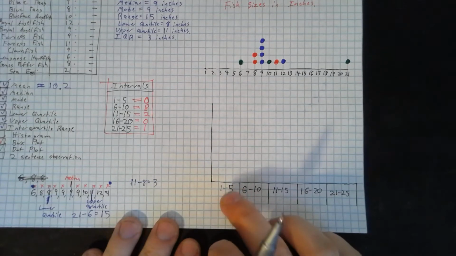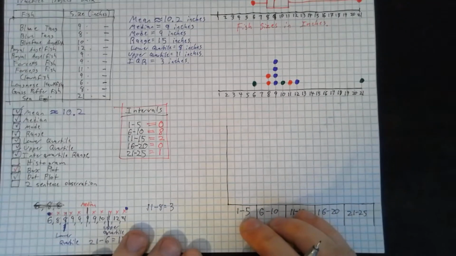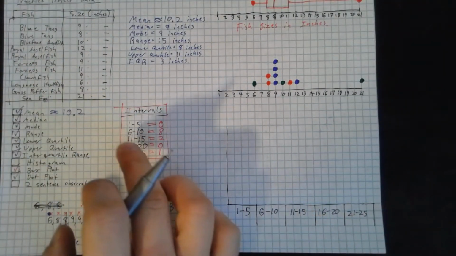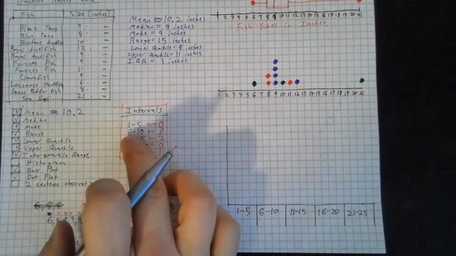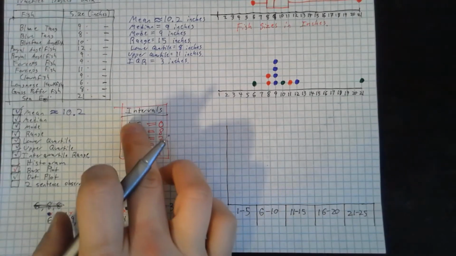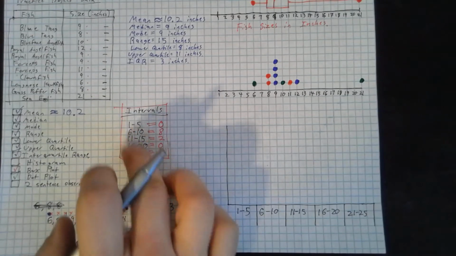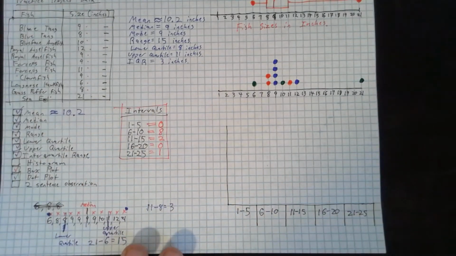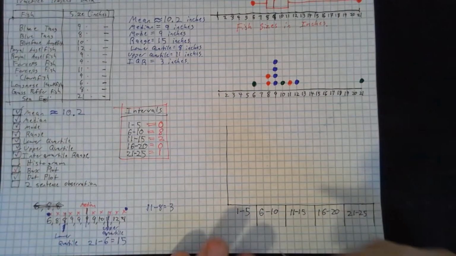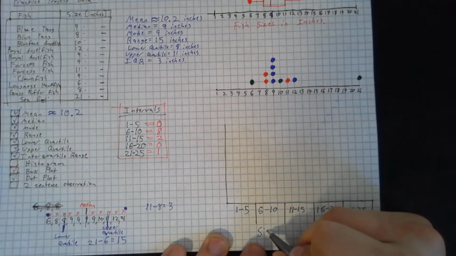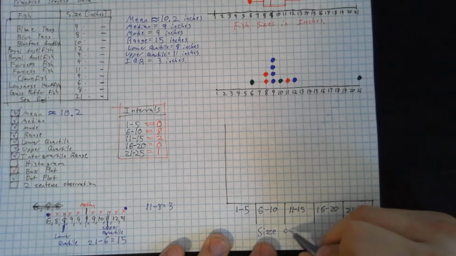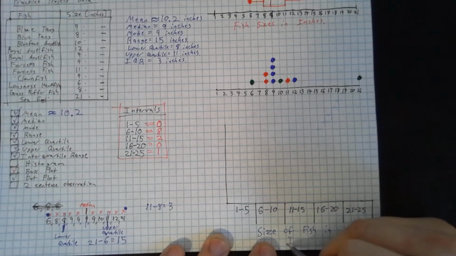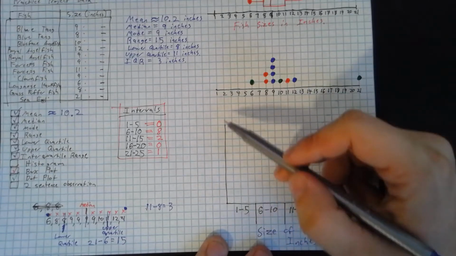And what do these numbers represent? Do these represent the number of the fish, or do these represent the sizes of the fish? Well, these numbers, 1 through 5 and 6 through 10, those will represent the sizes of the fish. So these are the size of fish in inches. And now we need this side area labeled.